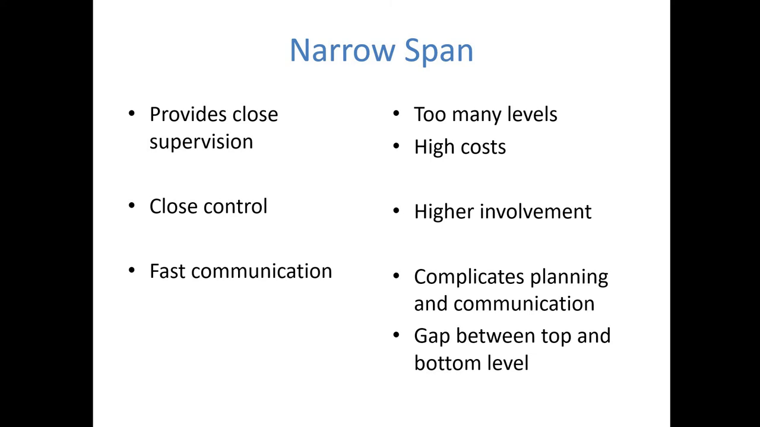But when you have a narrow span, your organization structure will have many levels. And therefore, with many levels, higher is going to be the cost. And there is higher involvement also on the part of the general manager. And because you have many levels, it complicates planning and communication. And there is a huge gap between the top level and the bottom level.